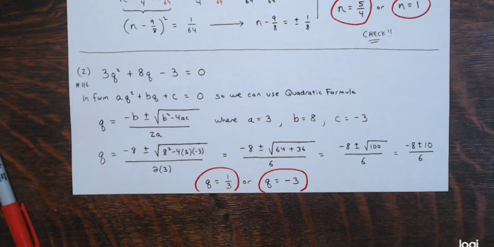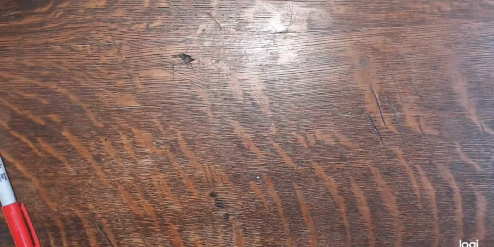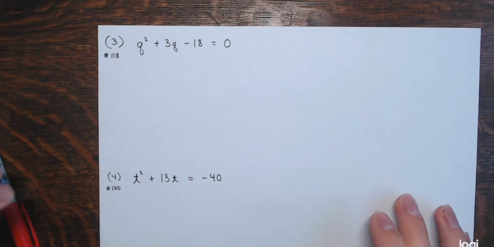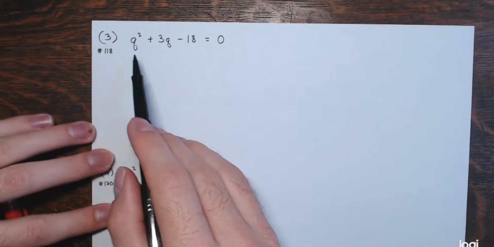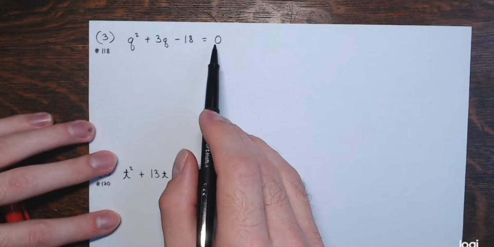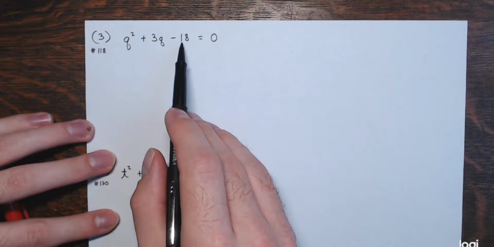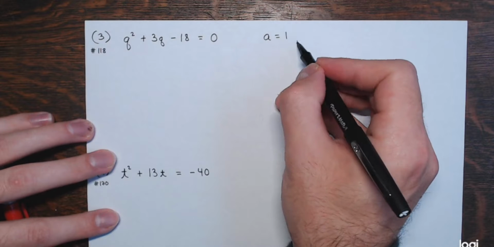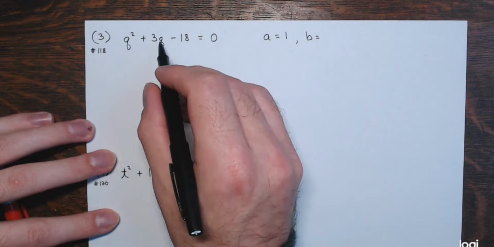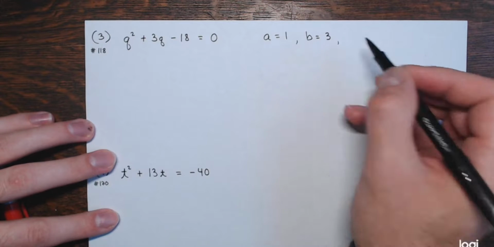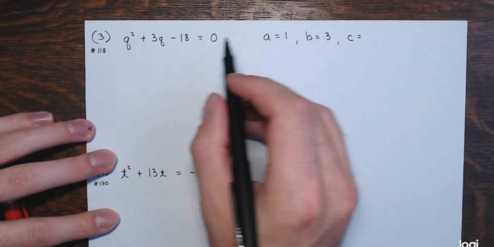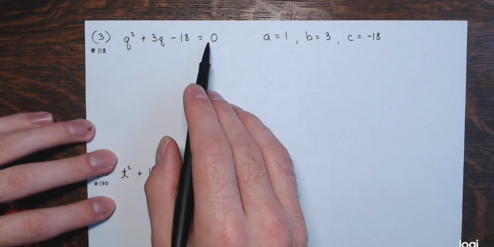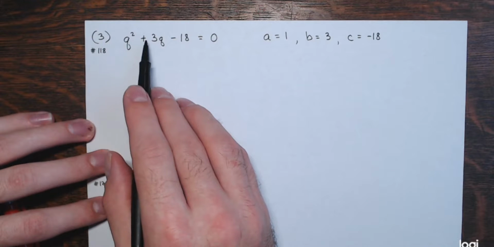Next question. So example 3, exercise 118. It's in the form I want. Right? The value of a would be 1. The value of b, the linear coefficient, would be positive 3. And the value of c, the constant term, is negative 18. And it's in that standard form that I wish, a q squared plus b q plus c equals 0.